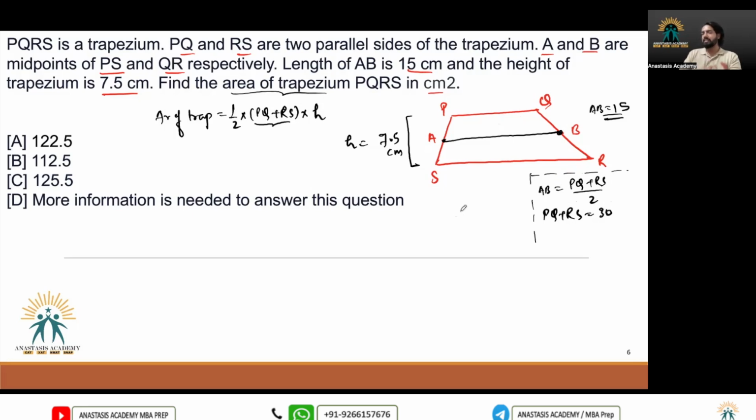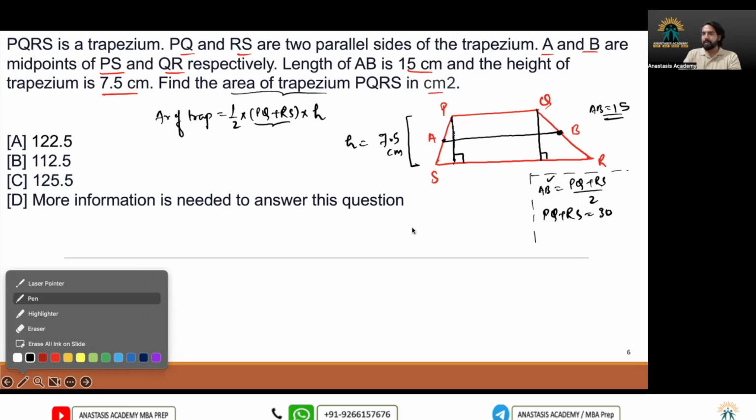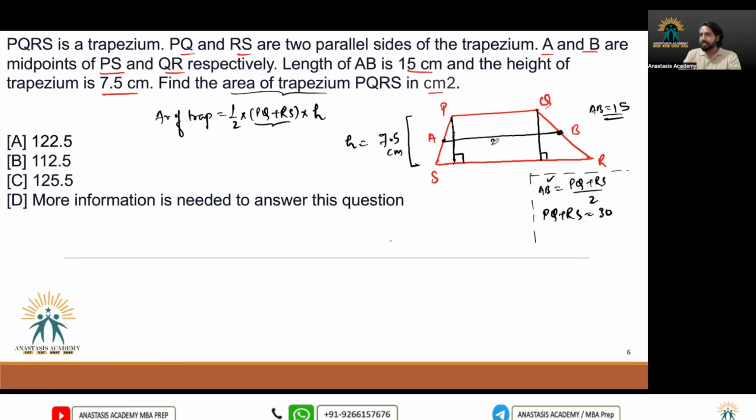Also, let's just derive this result. Okay, so I am drawing a perpendicular from this point. I'm drawing a perpendicular from this point. Also, I'm dropping a perpendicular from this point. Correct? Now, let's just see. I'm assuming this distance to be x, right? Because I have dropped perpendiculars, I know this distance also becomes x. Also, this distance would also become x, right? This distance here.